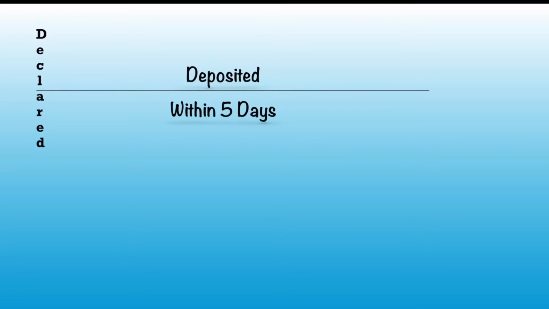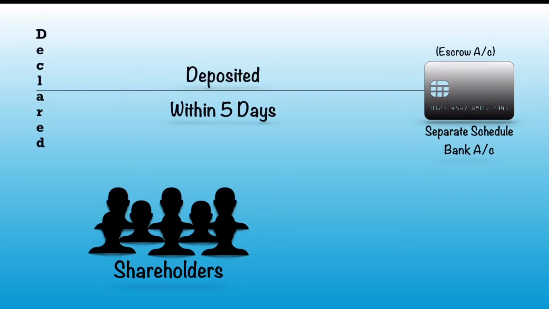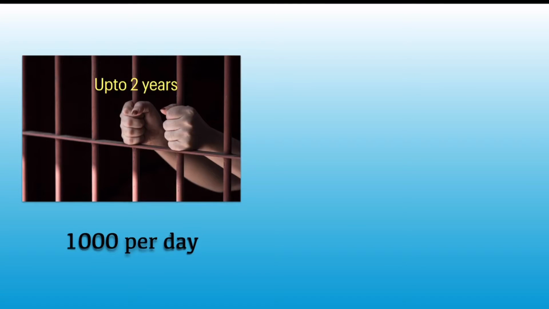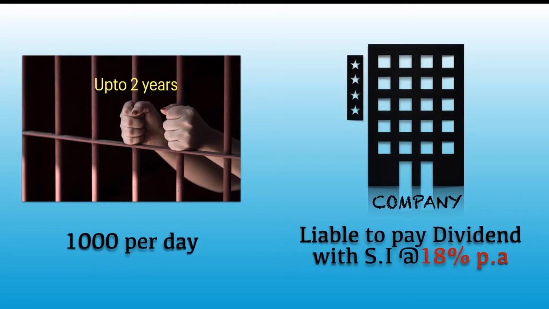Now, what are the steps that need to be followed once the dividend gets declared? Once dividend is declared, it should be deposited within 5 days to a separate scheduled bank account and should be paid to the shareholders within 30 days from the date of declaration. Failing which, director will be liable to pay fine of ₹1,000 per day and imprisonment up to 2 years, and company shall be liable to pay dividend with simple interest at the rate of 18% per annum.